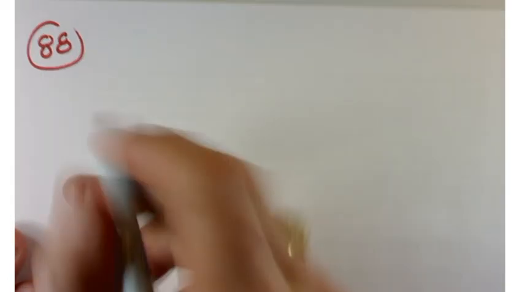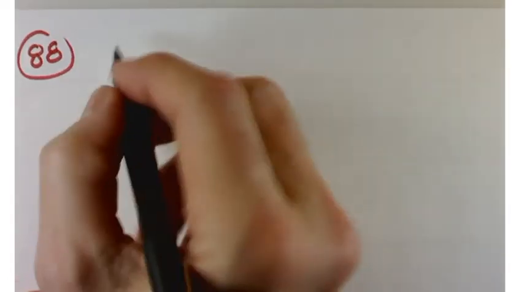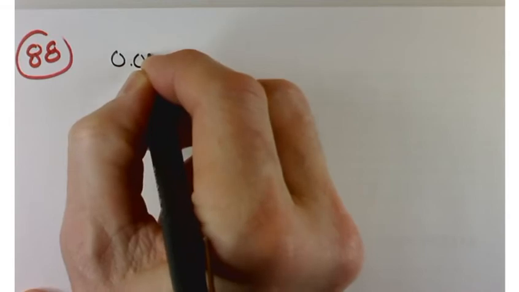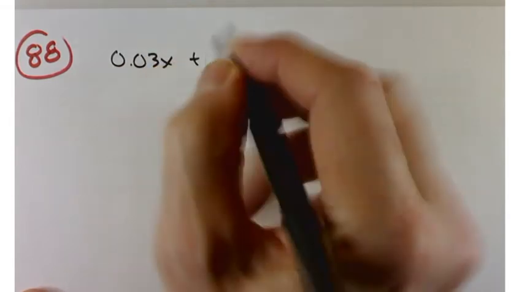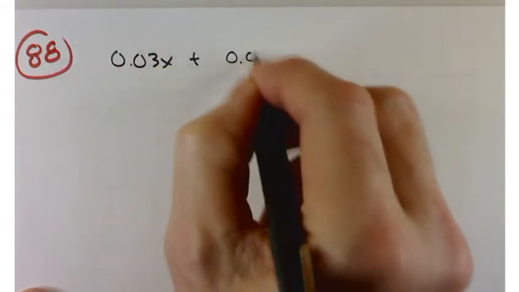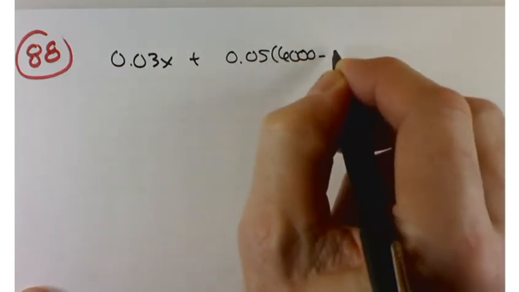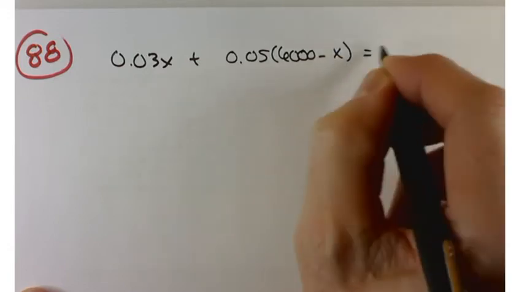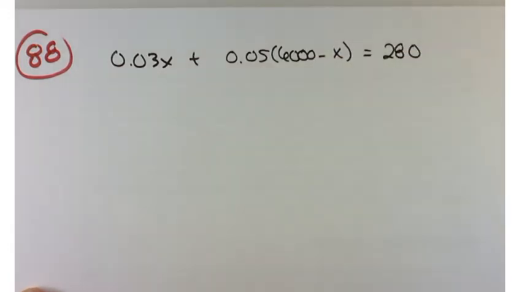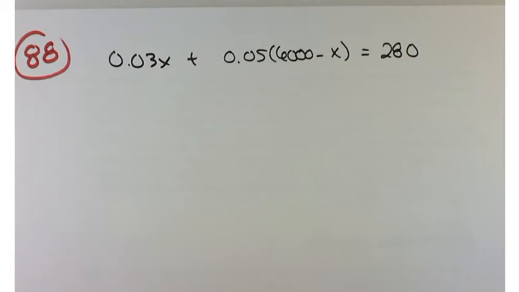Let's look at problem number 88 together. 0.03x plus 0.05 times 6,000 minus x equals 280. So some more decimals, but really it's just one extra step. It takes one extra step to get rid of the decimals, and then you got a friendly linear equation.